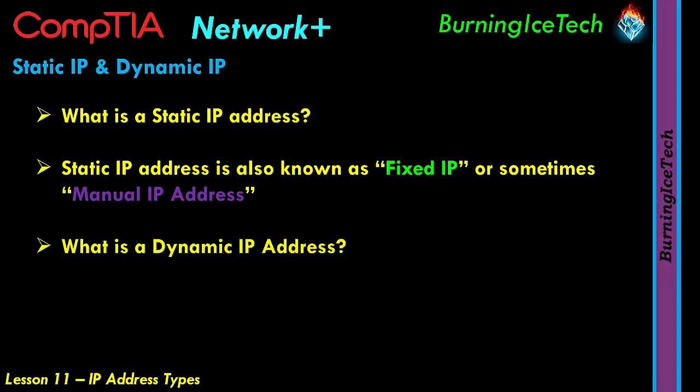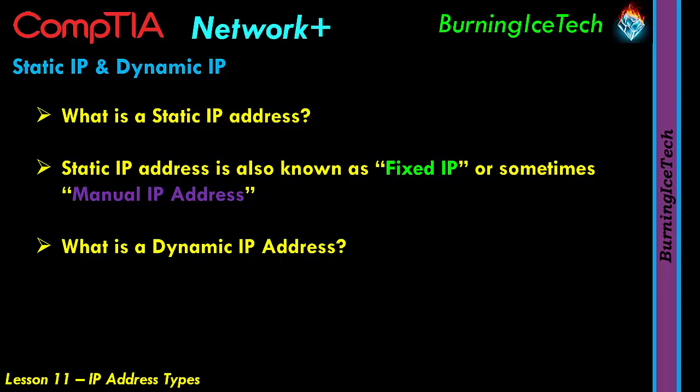What is a dynamic IP address? Now, that's kind of sort of the exact opposite of a static IP. A dynamic IP is a random IP address that your device will get every time it connects to a network. Now, believe it or not, most devices are actually set to dynamic by default. If you want your device to have a static IP, you would need to go and configure that manually.